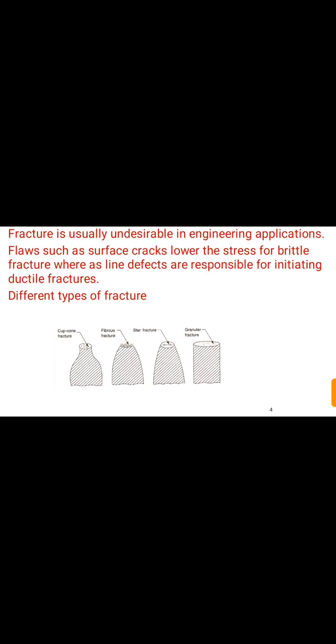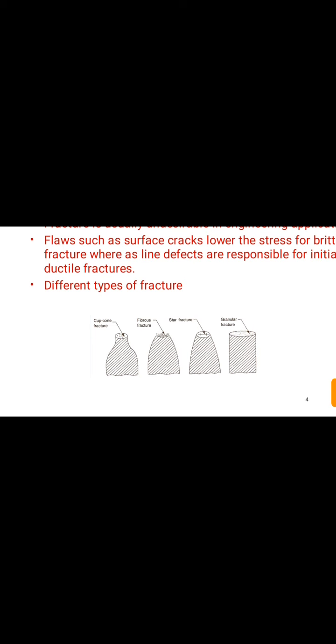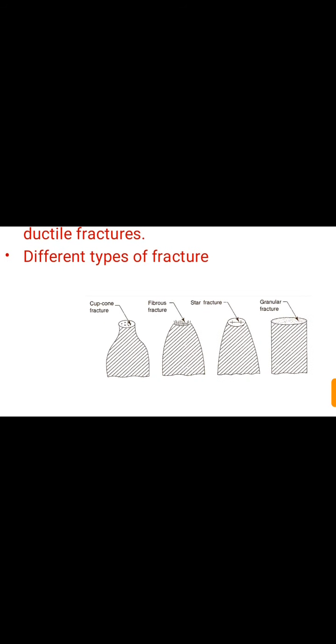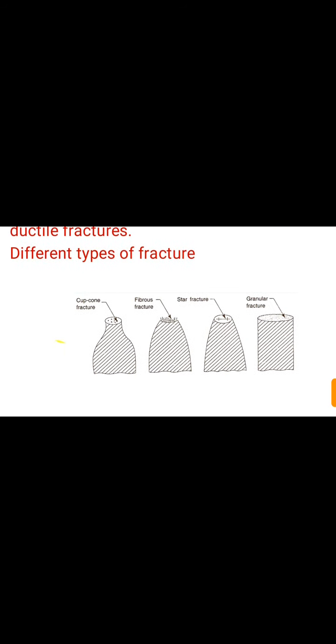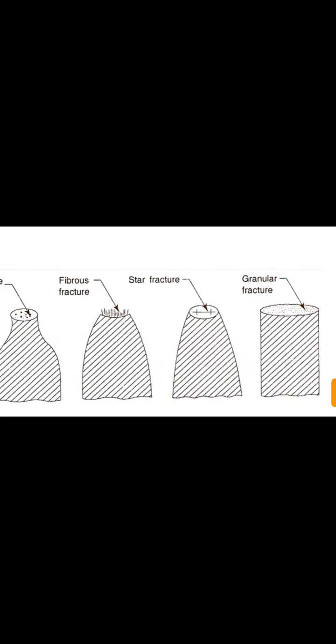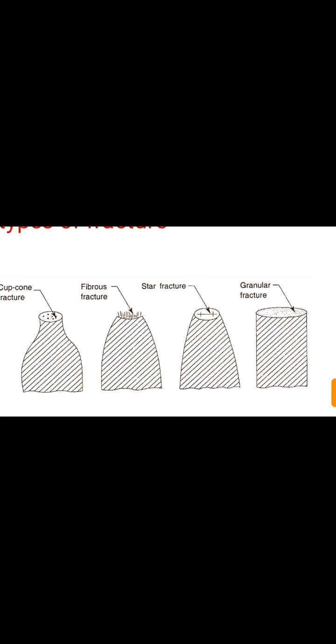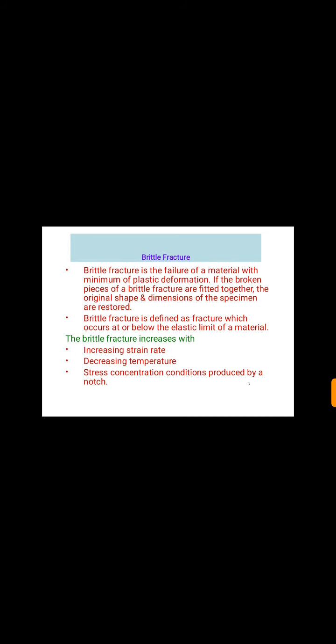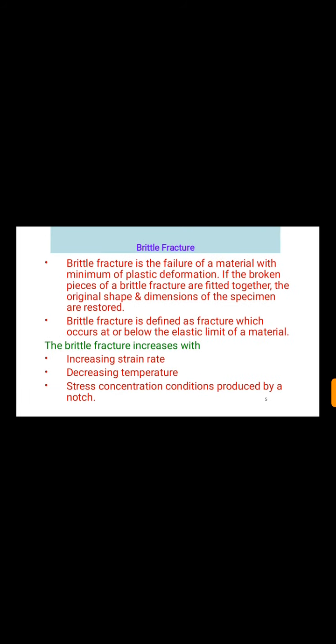Okay, and these are the different types of fractures. If you look at these pictures, this is a cup and cone fracture. Here it is a fibrous fracture, where you can see fibers. This is a star fracture, and this is a granular fracture. The granular fracture is mainly what we call a brittle fracture. Now let us see the details about the brittle fracture.